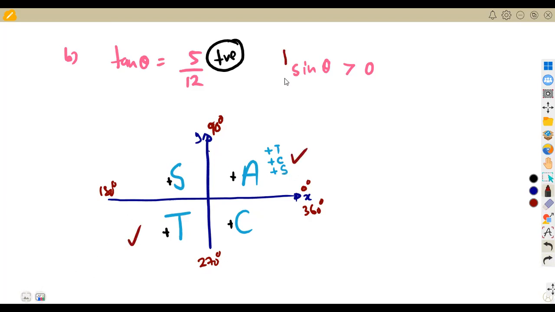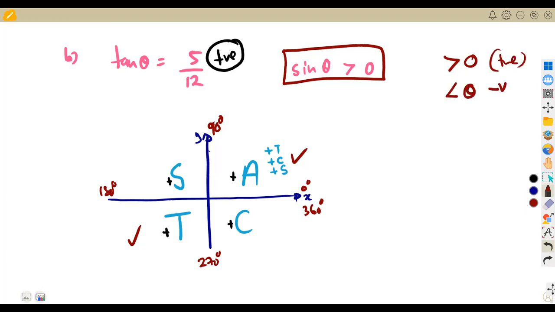That's why they are giving us another ratio to consider, because you are supposed to know exactly where to put your triangle. They are now saying sine theta is greater than 0. I explained about these signs. Greater than 0 means we are talking about positive values. Less than 0 means you are talking about negative values. So they are saying the sine of theta is greater than 0. It means the sine of theta is positive.